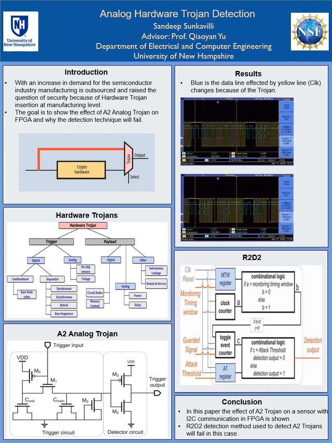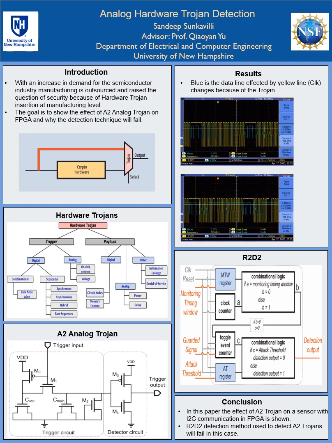So the next part is the hardware Trojan classification. The reason we selected analog Trojans is because there isn't much work done on analog Trojans when compared to digital Trojans. Even though you can clearly see in the picture that analog Trojans are a considerable part of the Trojan classification, and they can even do a lot of harm.